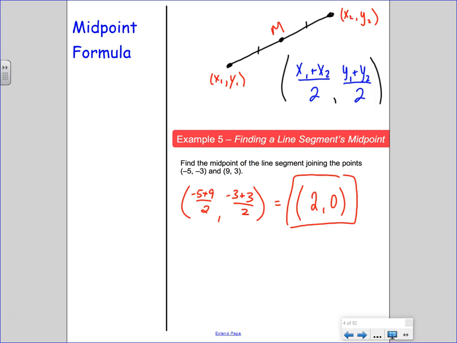Some of you might have gone strict mental math and been like, oh, if it's that easy, then negative 5 plus 9 is 4, 4 divided by 2 is 2. Negative 3 plus 3 is 0, 0 divided by anything is 0. Unless it's 0 divided by 0, that's a whole other problem. Just beware the mental math. I'm a huge fan of mental math. I'm a huge fan of being able to do math facts quickly and accurately. Just beware the mistakes that can occur.